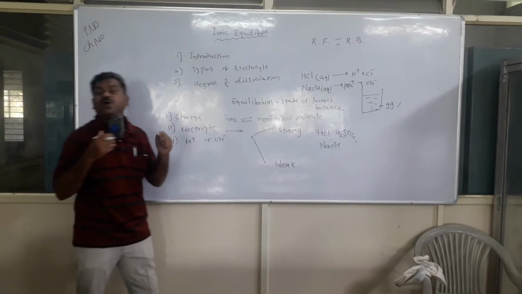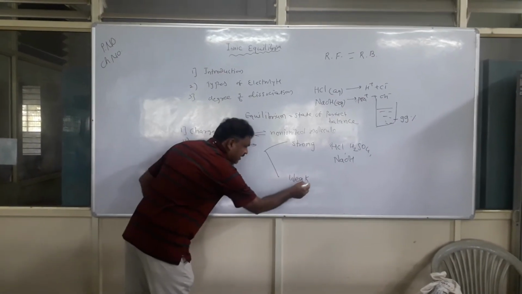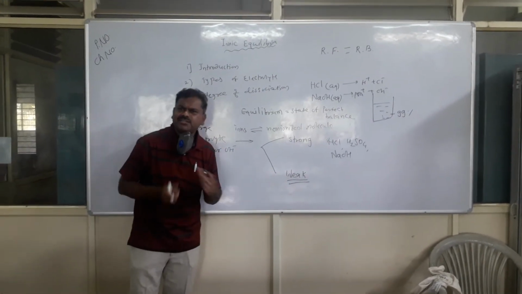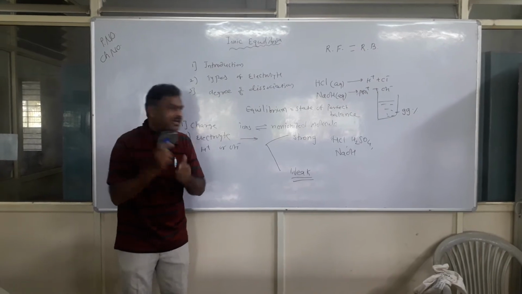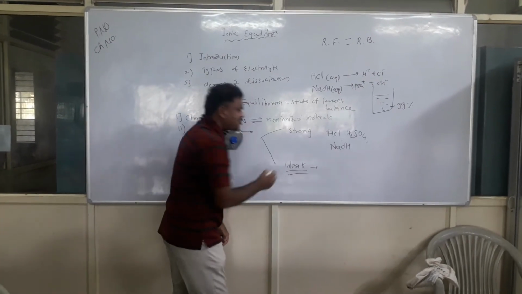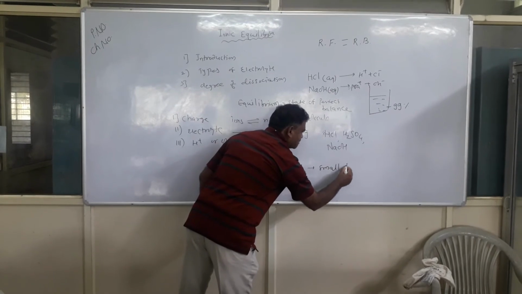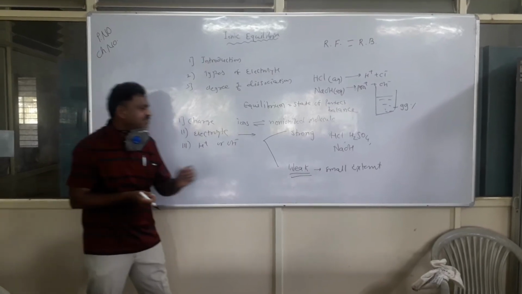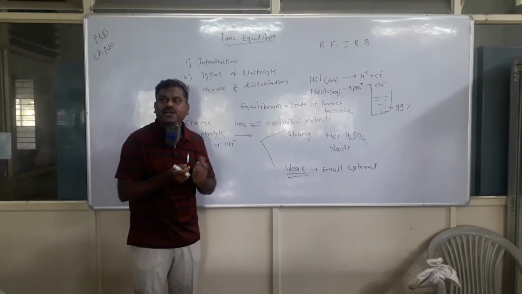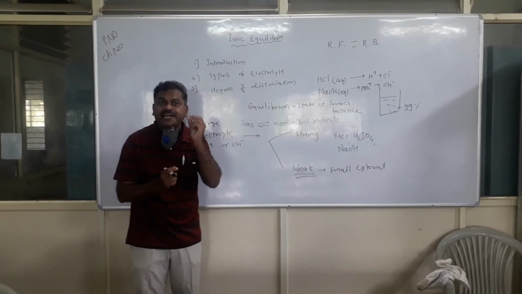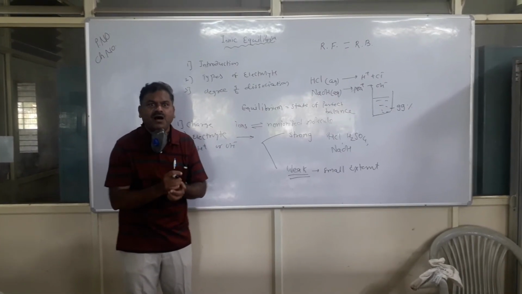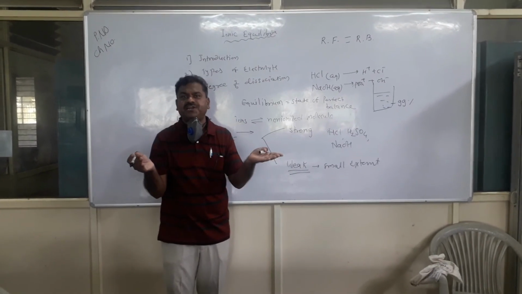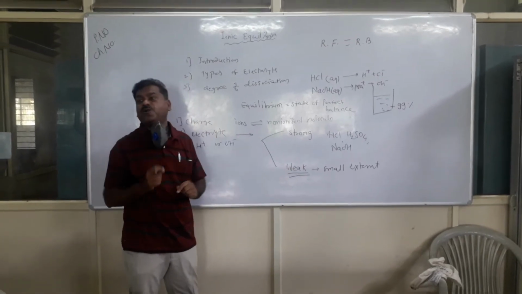This is called the strong electrolyte. Then the second type is the weak electrolyte. What is a weak electrolyte? Weak means that it dissociates to a small extent. It is an electrolyte which, when dissolved in water, produces a smaller number of ions, or is feebly ionized, feebly dissociated. That is nothing but the weak electrolyte.